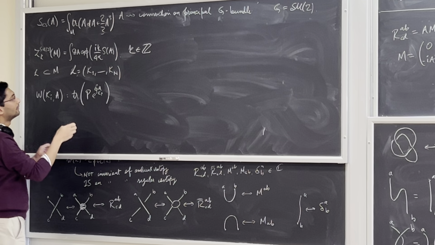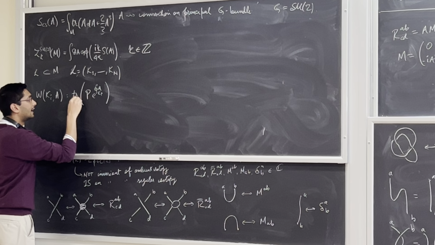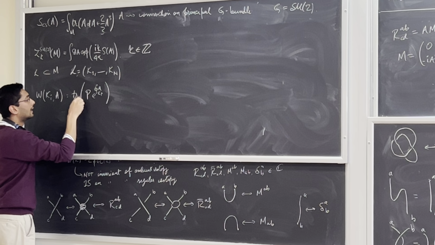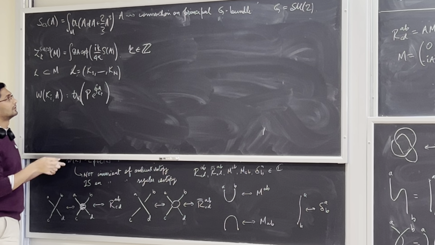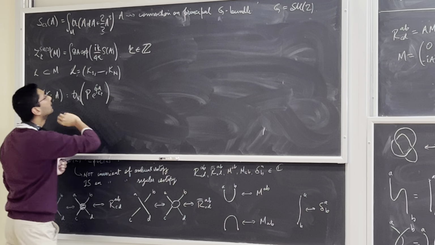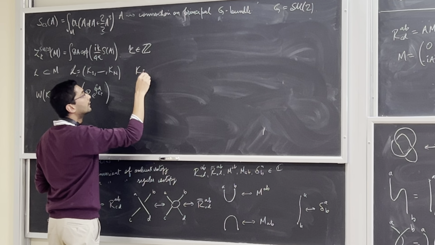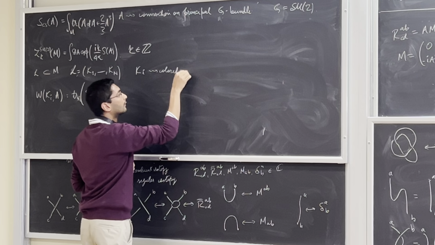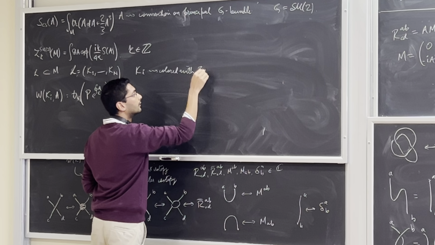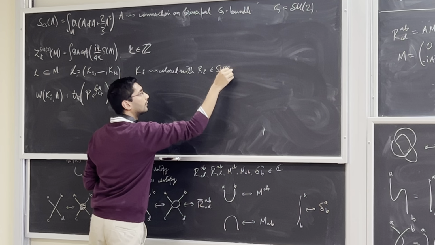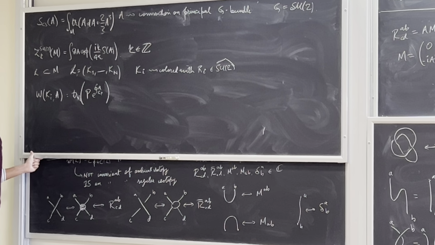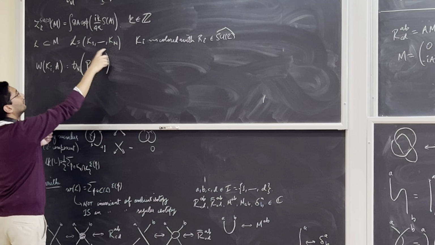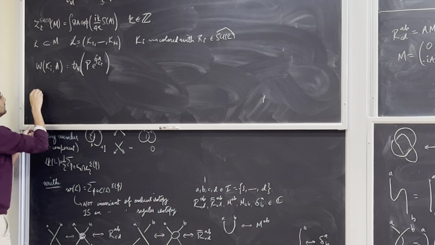So I have to specify which representation I am taking the trace with respect to. I color each of these components with a representation of SU(2). So K_i is colored with a representation R_i of SU(2). Now I would like to compute the vacuum expectation value of the product of all the Wilson loop operators with respect to this partition function.